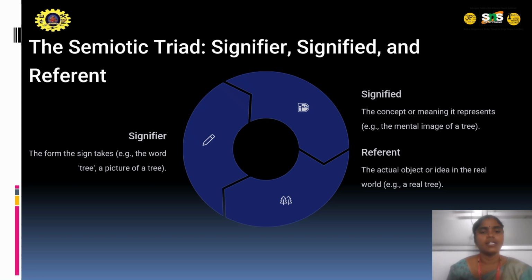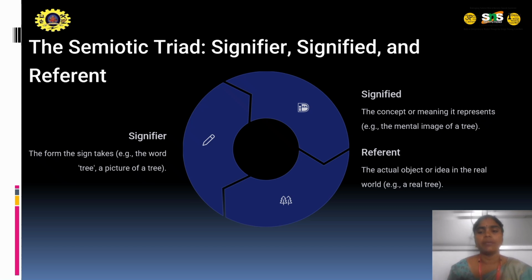The next one is the semiotic triad. This triad is fundamental to understanding how signs function in communication. We have three elements: signifier, signified, and referent. Signifier means, for example, the word tree or a picture of a tree, the form that a sign takes.